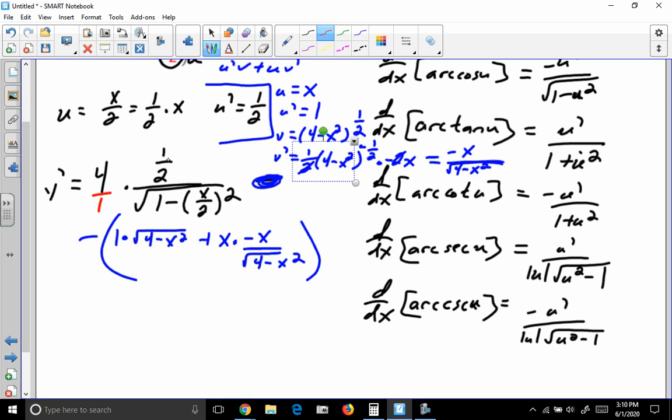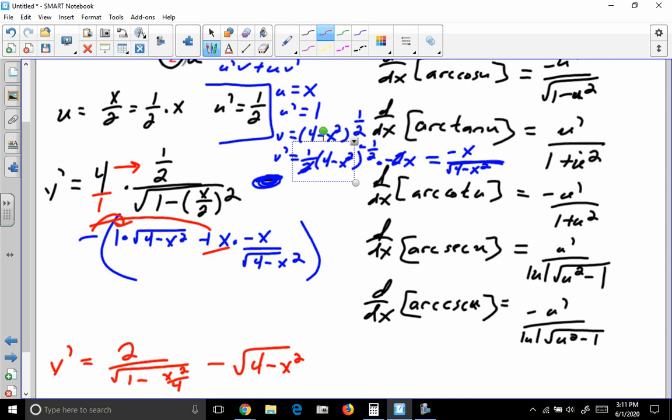Notice on top we have 4 times 1/2, which is, well, half of 4 is 2. And then on bottom, we have the square root of 1 minus, if we square that fraction, we get x squared over 4. Then minus that parenthesis. So if we subtract that, we have minus that square root. If we subtract this, notice we have positive times negative. That's a negative x squared. If we distribute this negative to here, minus a negative will make that a plus x squared over square root of 4 minus x squared.